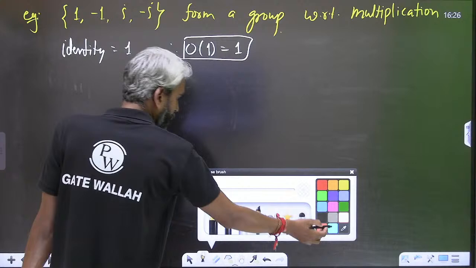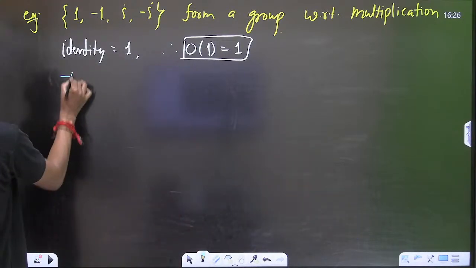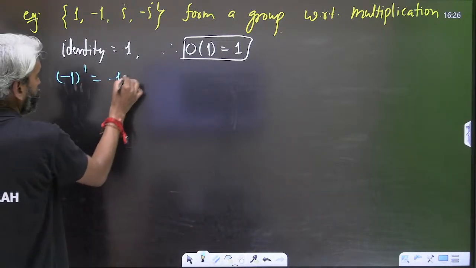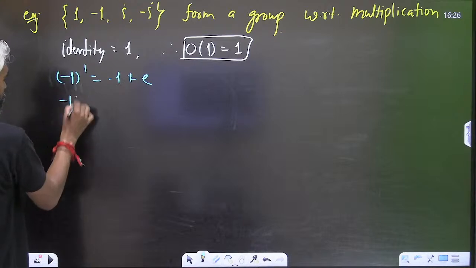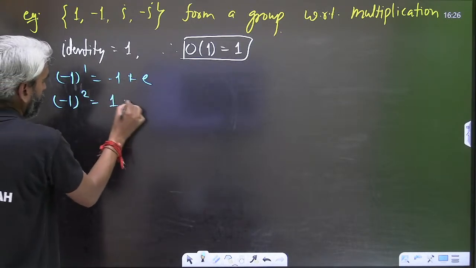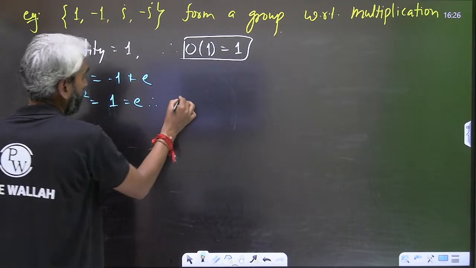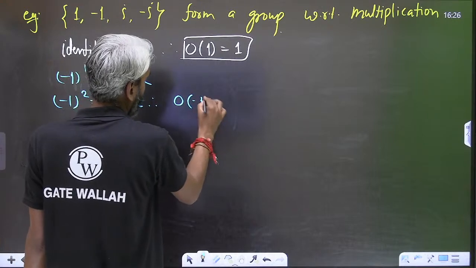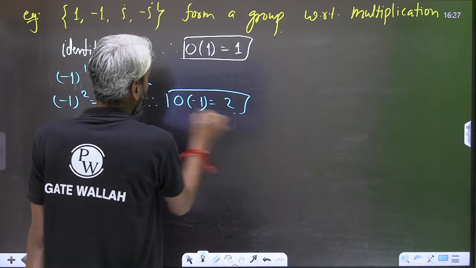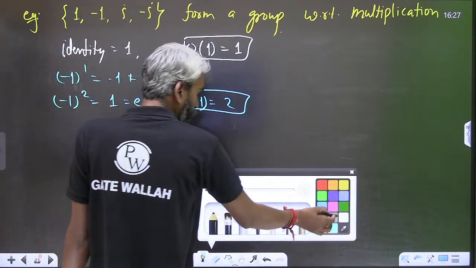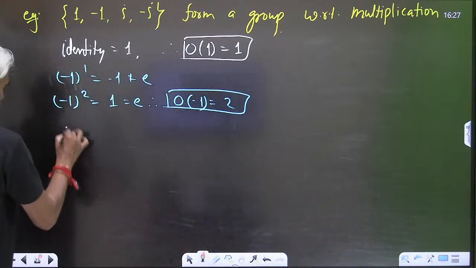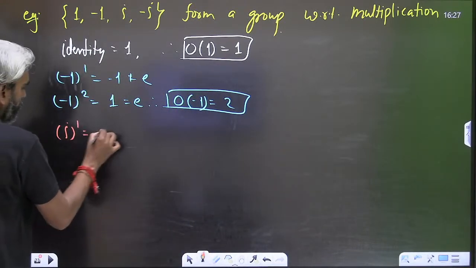Let's look at the other elements. Minus 1 raised to the power 1 will be minus 1, not the identity element. Minus 1 raised to the power 2 will be 1, which is the identity element. Therefore, the order of minus 1 will be 2. Let's go back to iota then. Iota raised to the power 1 will be iota only.